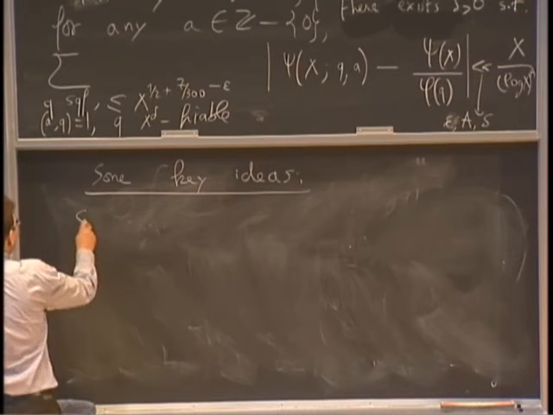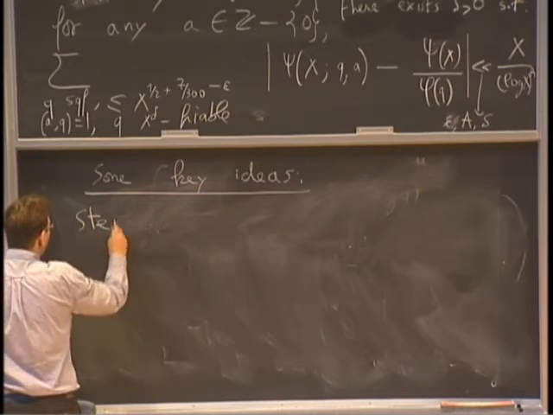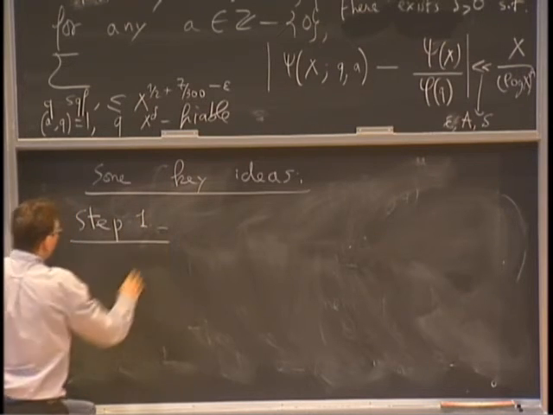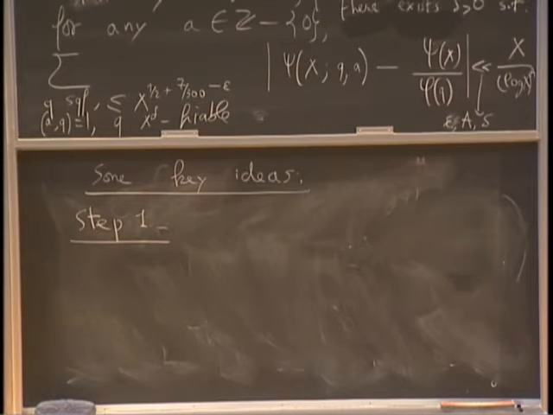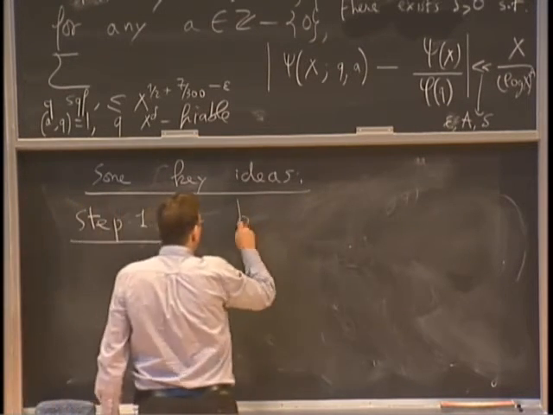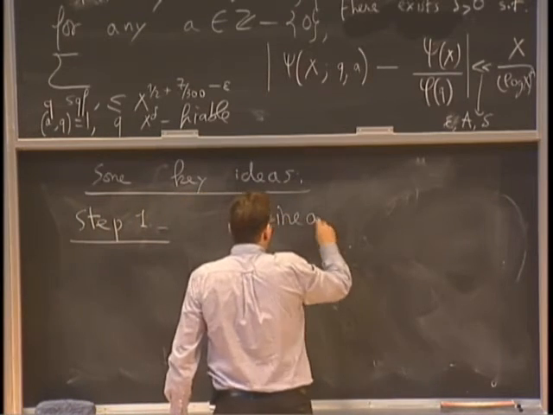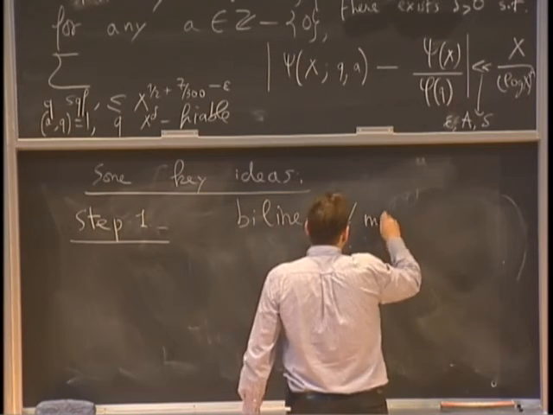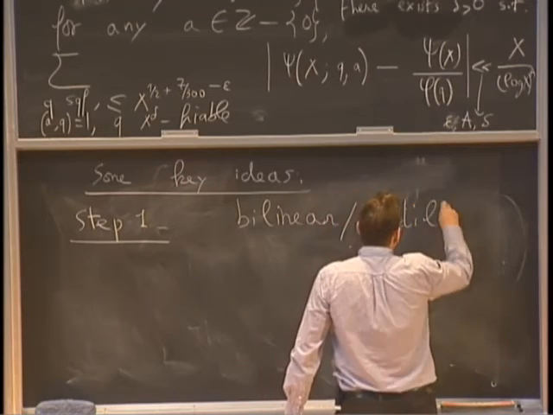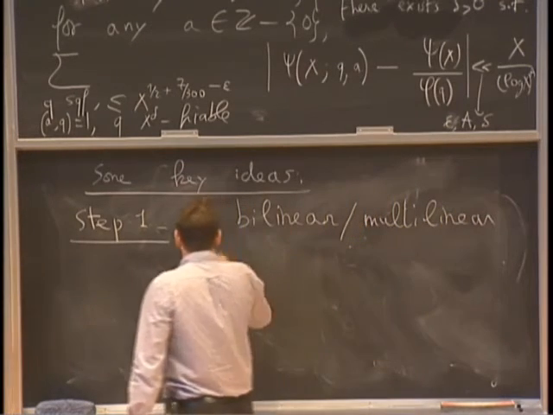Okay, so the two steps that I'm going to describe. The first one is kind of classical. It's the same step as described by Sound in the proof of the Bombieri-Vinogradov theorem. We try to exploit multilinear or bilinear decompositions of the von Mangoldt function. Multilinear decompositions.